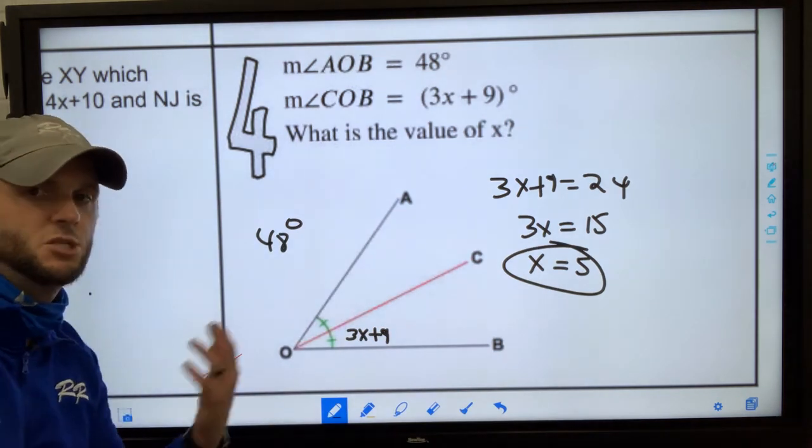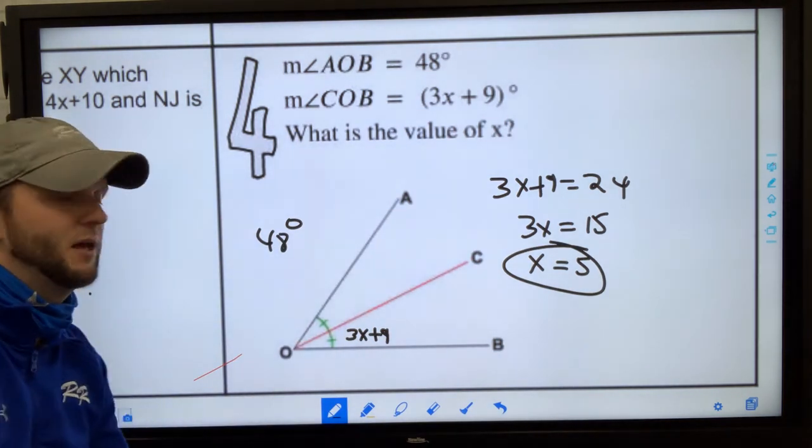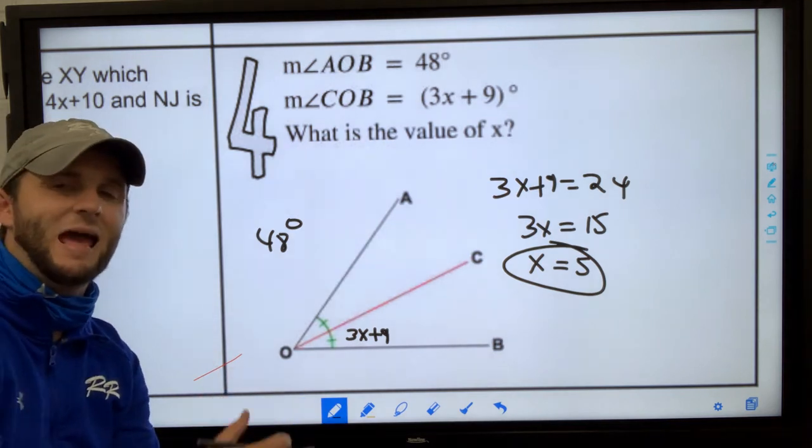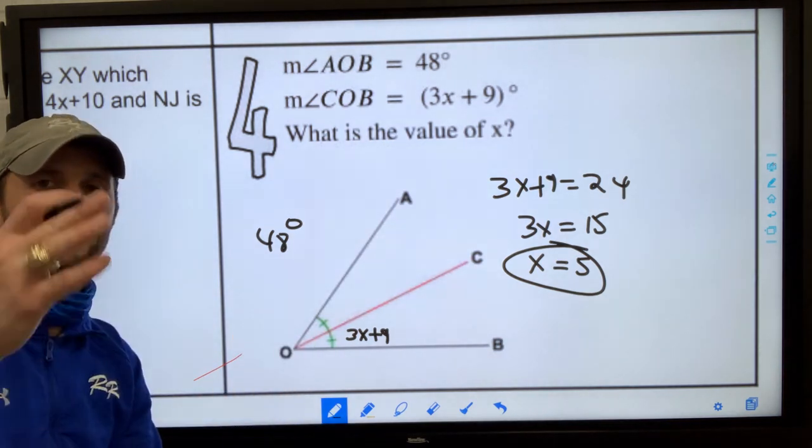Okay, ladies and gentlemen, that's how we use the definition of bisectors, meaning cutting it in half, to solve problems. Okay, so I'll jump over to your skill checks.